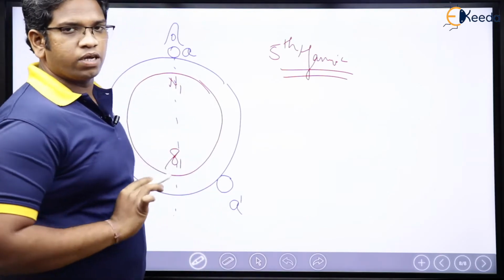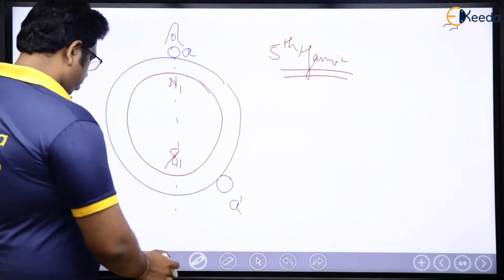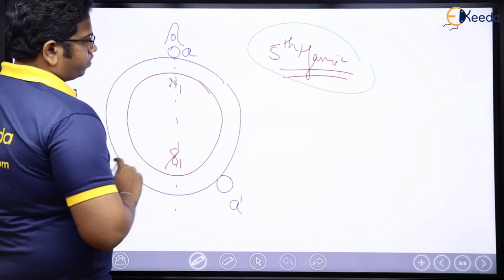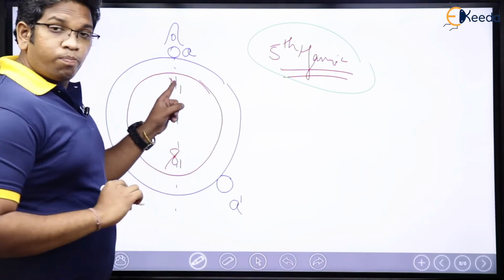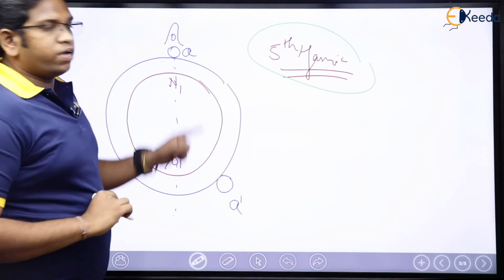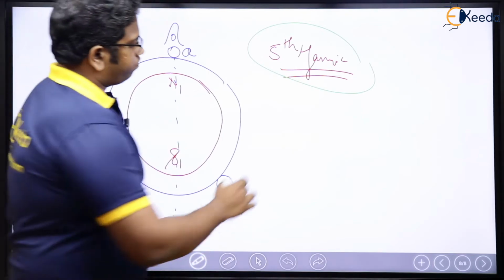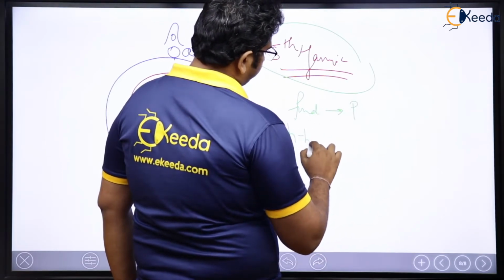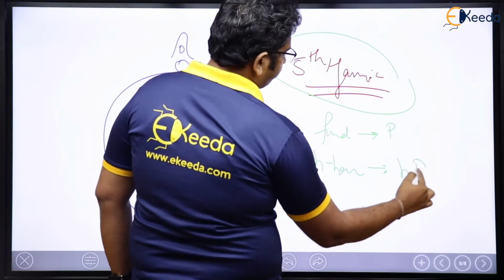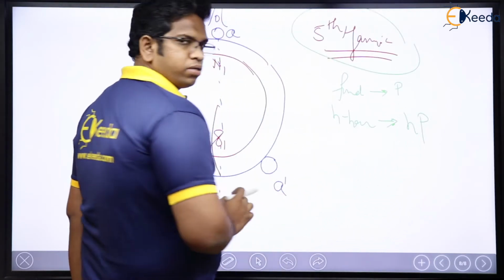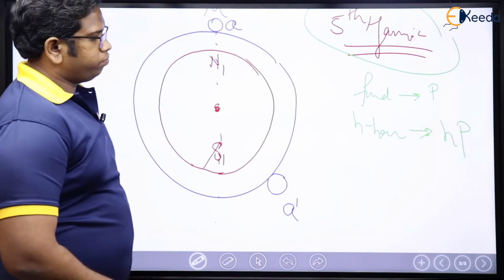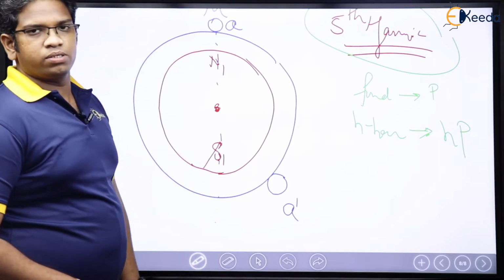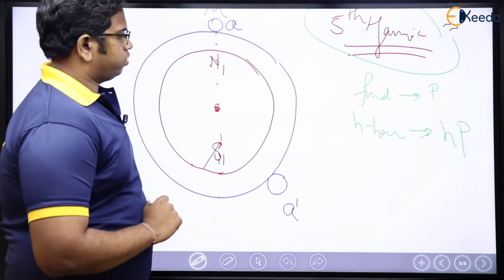If I want to eliminate the 5th harmonic, what should happen? See, let me show this in green. If I want to eliminate the 5th, how many poles have to be there? 2 into 5, 10 poles have to be there, because if fundamental poles are P, then H harmonic poles are H into P. Already we have seen this, right? So if I am thinking of the 5th harmonic, in totality I should have 10 poles.